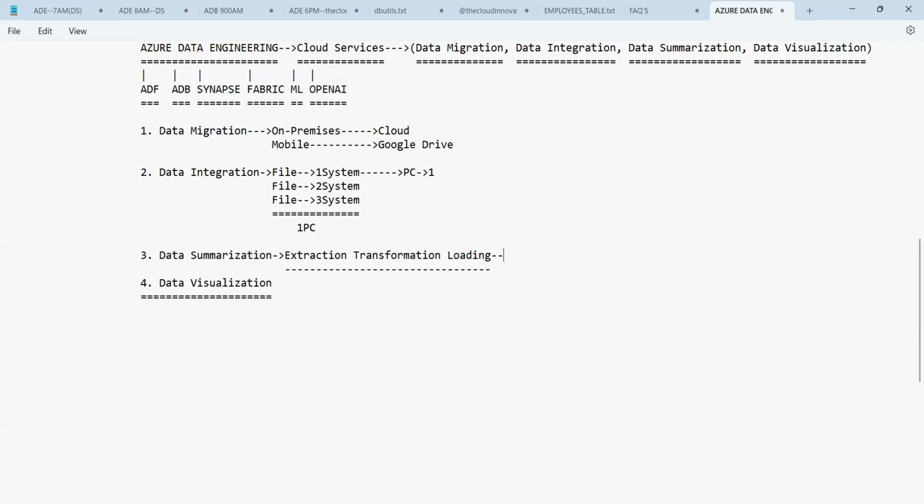In short, we call it ETL. Apart from this, we can also use ELT as another technique. ETL is the old one, which we have used since long, but ELT is extraction, loading, and lastly transform. This we can also use for data summarization. And finally, we have visualization.